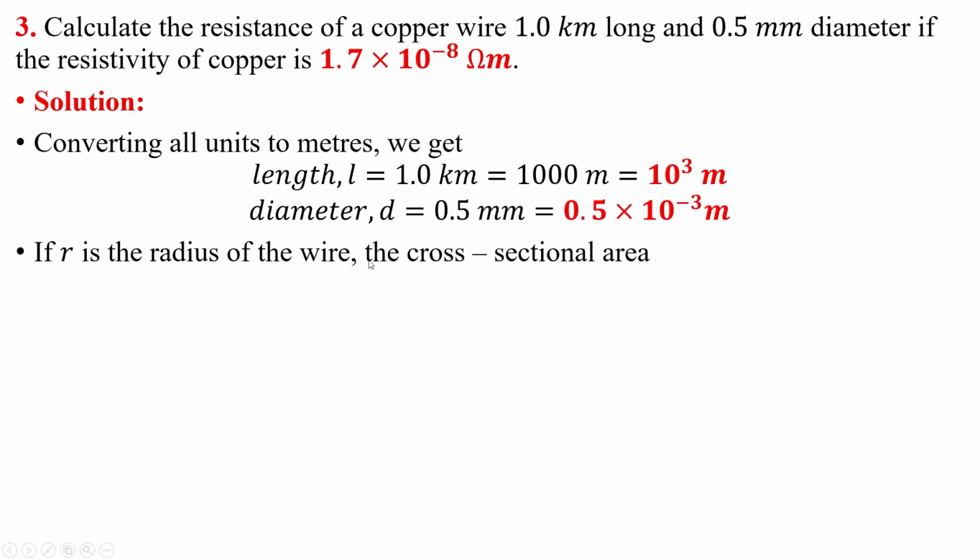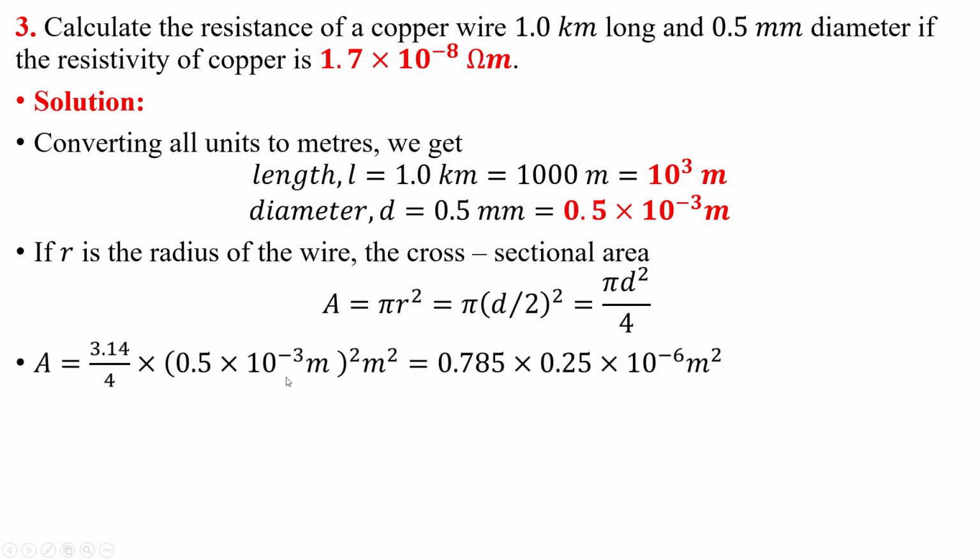If r is the radius of the wire, we know that the wire can be taken as a cylindrical object, so the cross-sectional area is A equal to pi r squared. Here we don't know the radius, so the radius is equal to diameter divided by 2. So we can say that the area of the wire is equal to pi d squared over 4. Putting the value in the equation and doing proper calculation, we get the area of the wire to be 0.2 × 10^-6 meter squared.